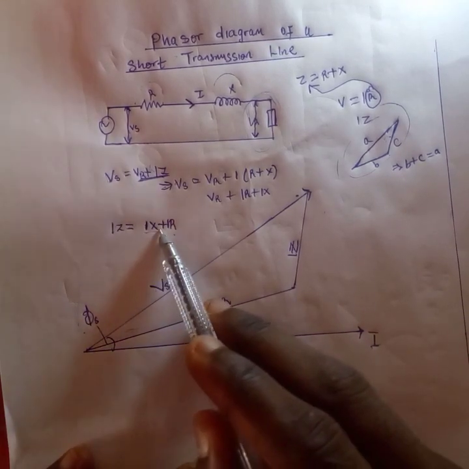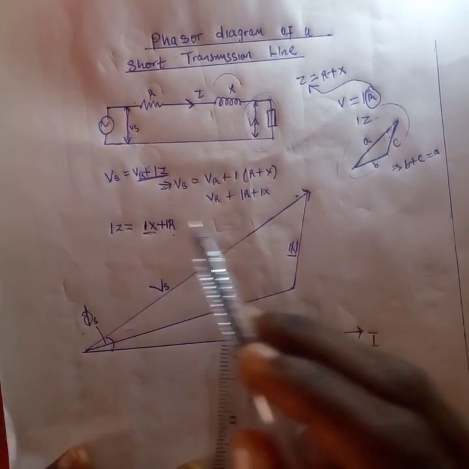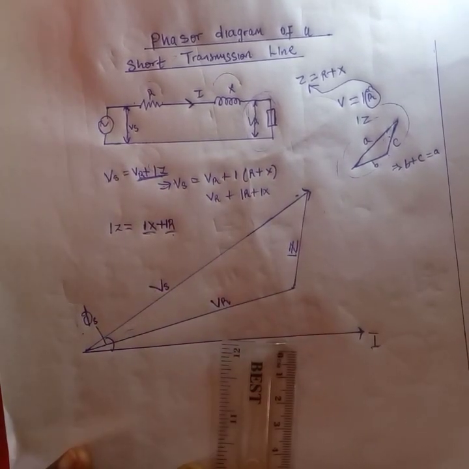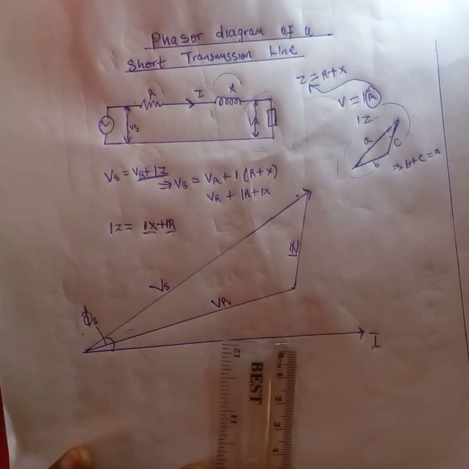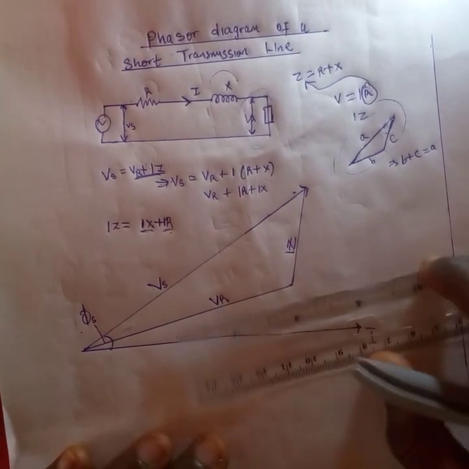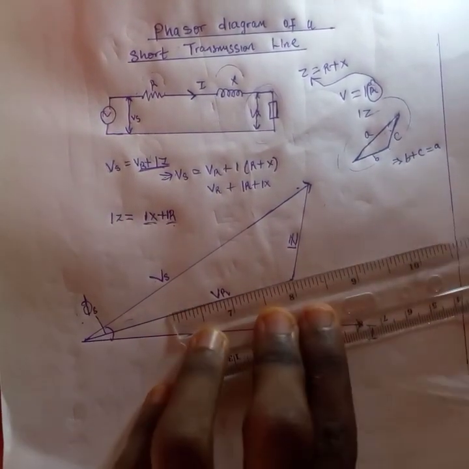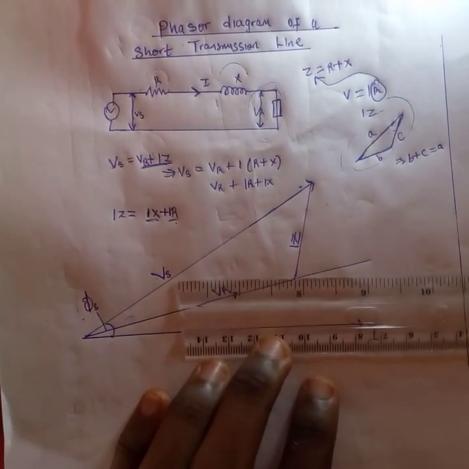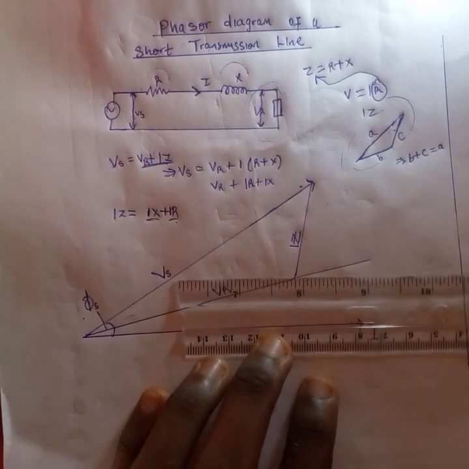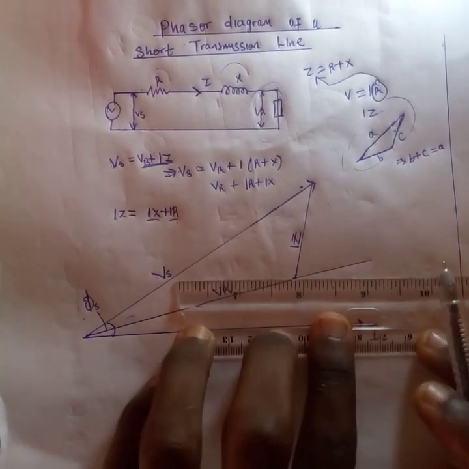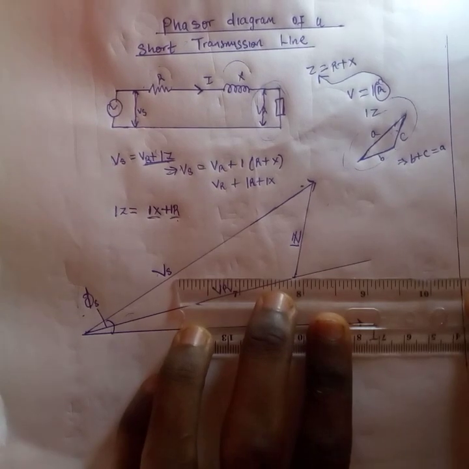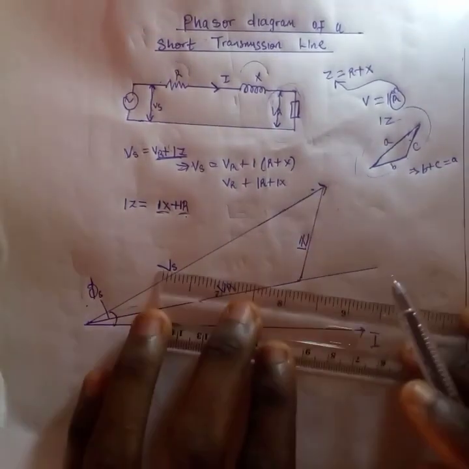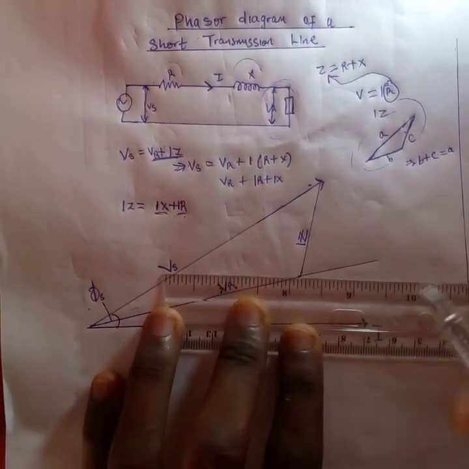Now listen, IX is a purely inductive load and IR is a purely resistive load. So it means that they are not going to bend in any format. So already, we have a line going like this. And we say that IR is not going to bend. Now, how will IR be? IR will be in the same phase with the current because a resistance does not lag or lead. So it will be in the same component with the current. So IR will be at the flat, the horizontal component.